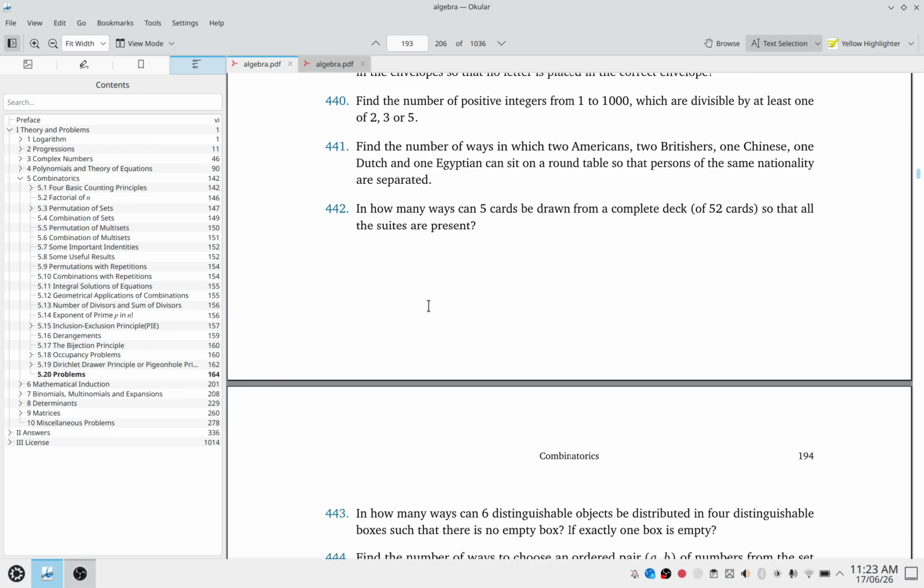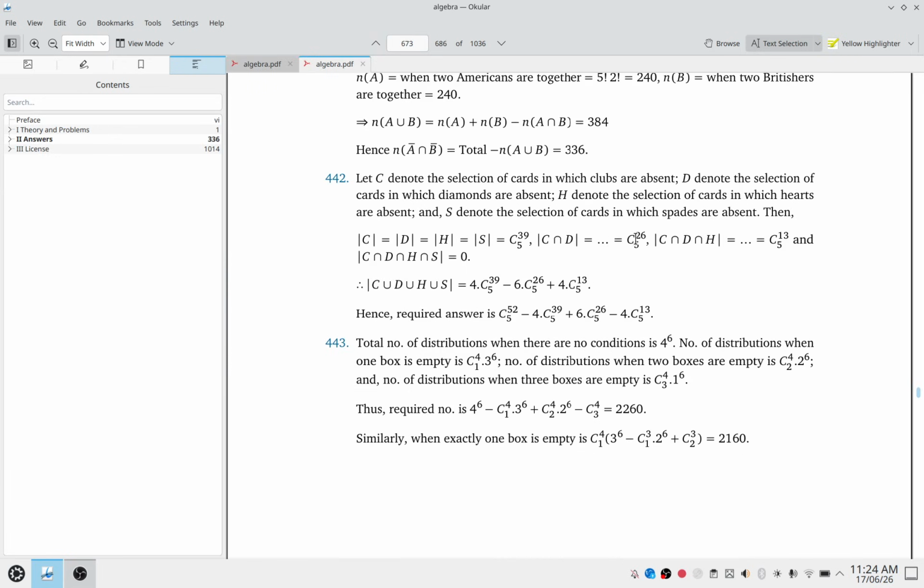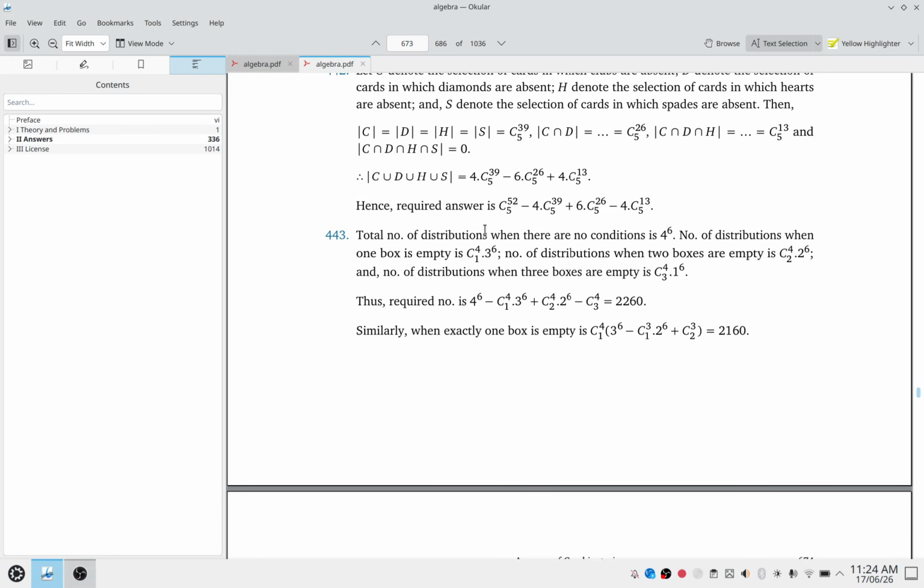Question 443 says: in how many ways can 6 distinguishable objects be distributed in 4 distinguishable boxes such that there is no empty box, and if exactly one box is empty? So we have 2 questions in here. The total number of distributions with no conditions is 4 to the power 6. The number of distributions when one box is empty is 4C1 into 3 to the power 6. When 2 boxes are empty it is 4C2 into 2 to the power 6. When 3 boxes are empty it is 4C3 into 1 to the power 6.